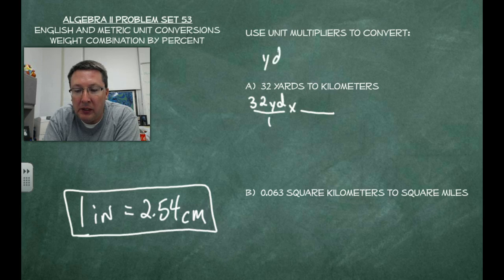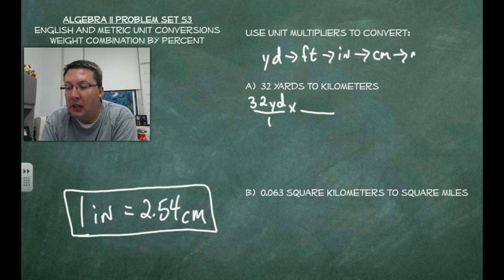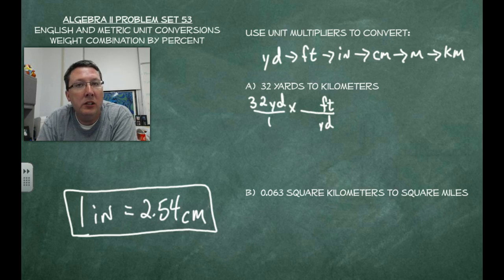So my basic game plan is I want to go from yards down to feet, and then jump to inches. Now I can cross over to centimeters, and you need to know your metric system. To go from centimeters to kilometers, I have to jump through meters, then I can finish with kilometers. So that's my game plan here. I'm going to have several unit multipliers, but my first step is to convert yards to feet. So I have yards, I want yards to cancel, so they go on the bottom and turn into feet. And what's the connection between feet and yards? You should know 3 feet equals 1 yard.